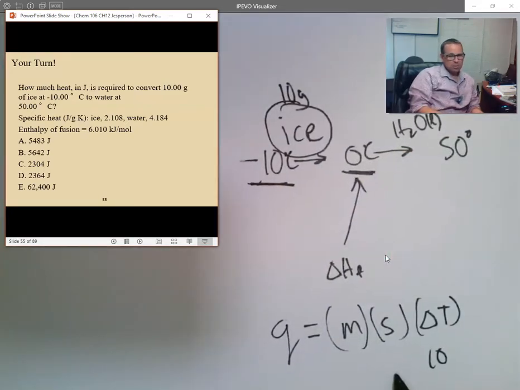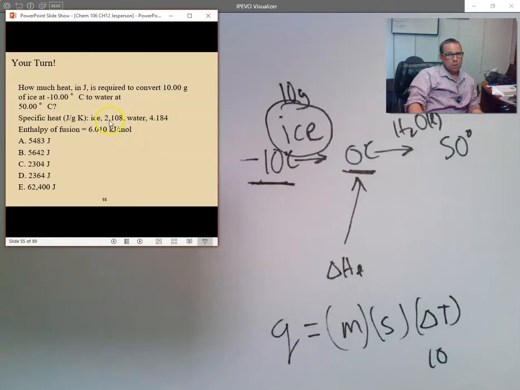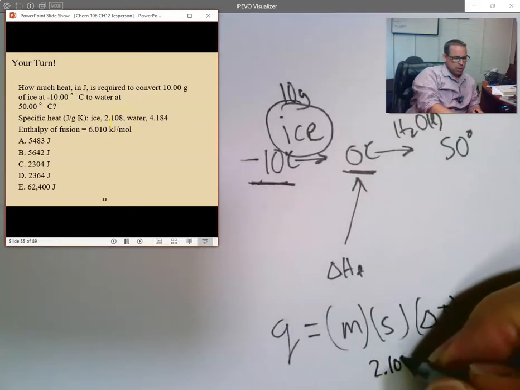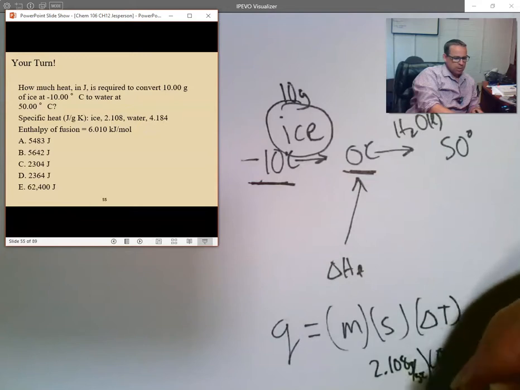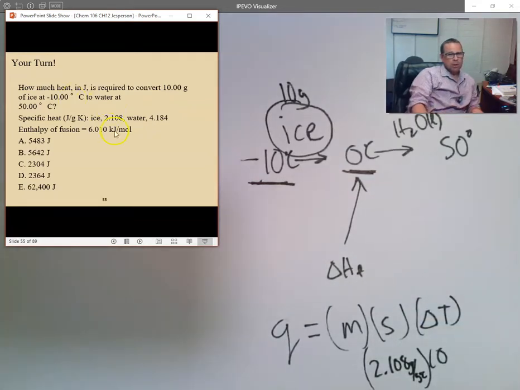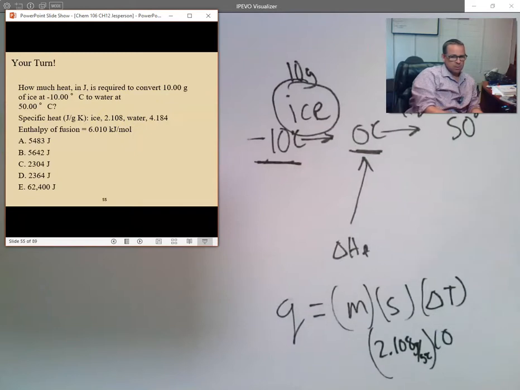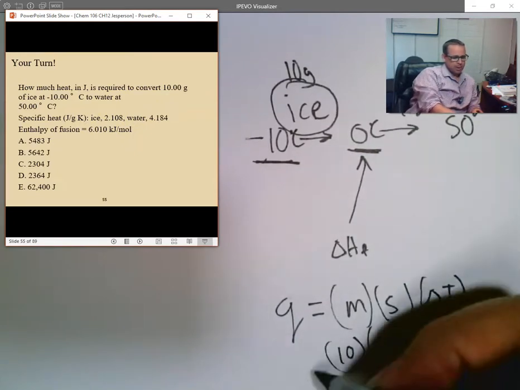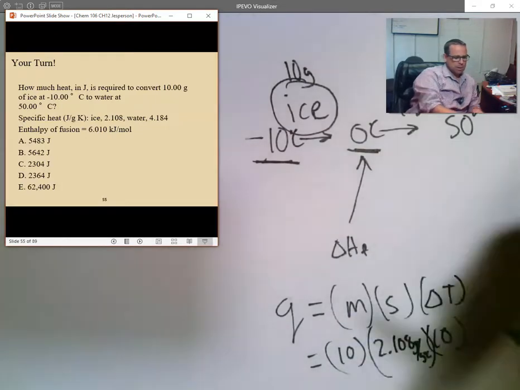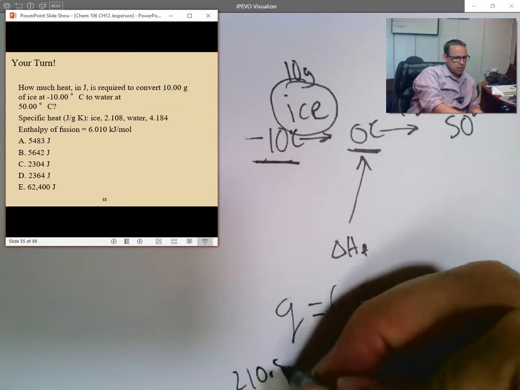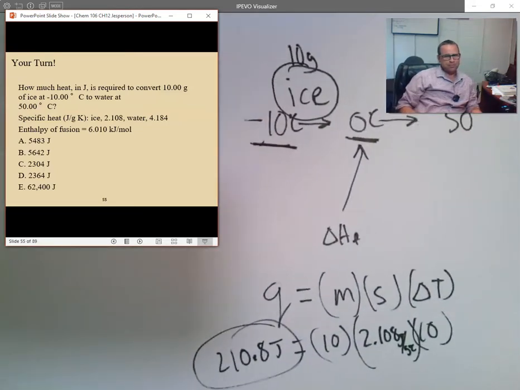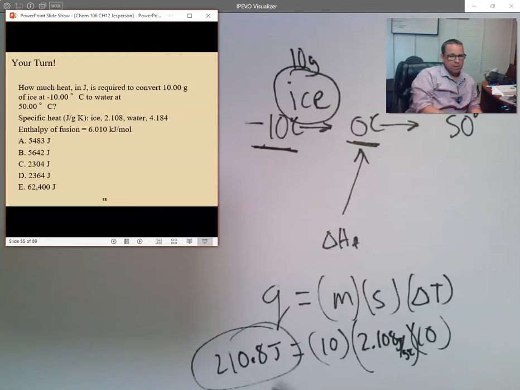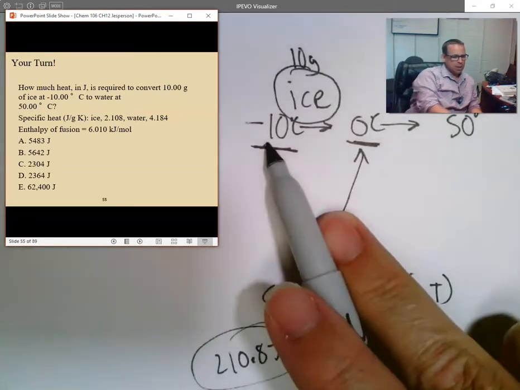What's our specific heat? 2.108. Yeah, that's what I meant. 2.108, that's how many joules per gram degrees Celsius. And you chose that one because we're heating ice, right? It's different for liquid water, but we're heating ice. And then mass, what's there, Harry? 10 grams. All right, so we got 2.108 times 10. That looks like 210.8 joules. Is that right? Yeah, that's what I got. So that's how much energy is necessary to heat the ice from -10 to 0.